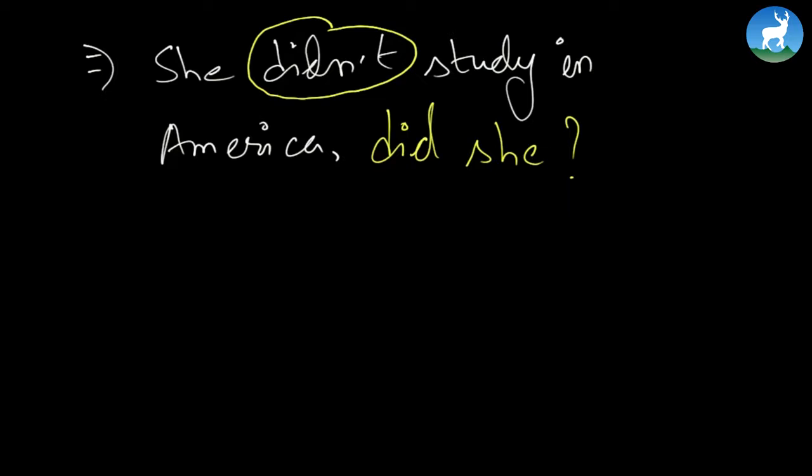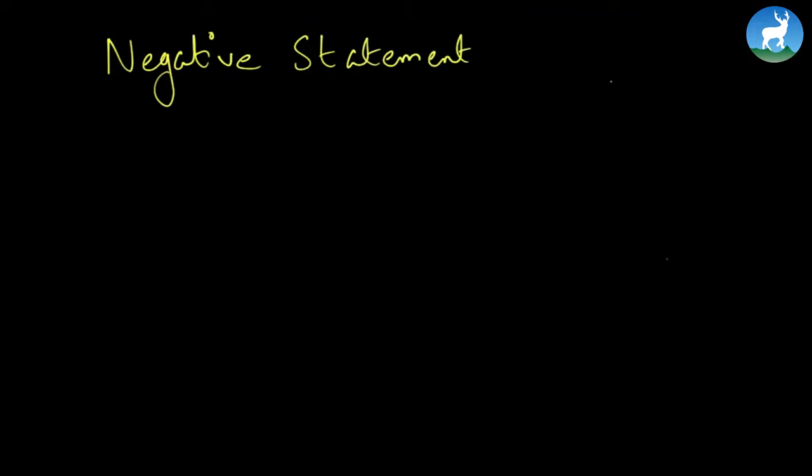So I'll make a chart here to further clarify the statement and the question tag. First, let's work on the negative statement, which goes with a positive tag. I'll write down a few examples here.